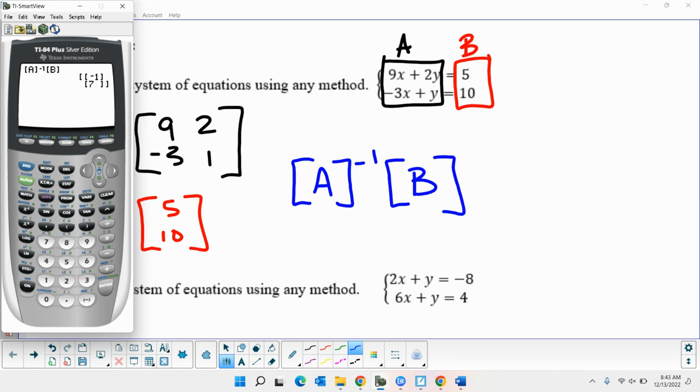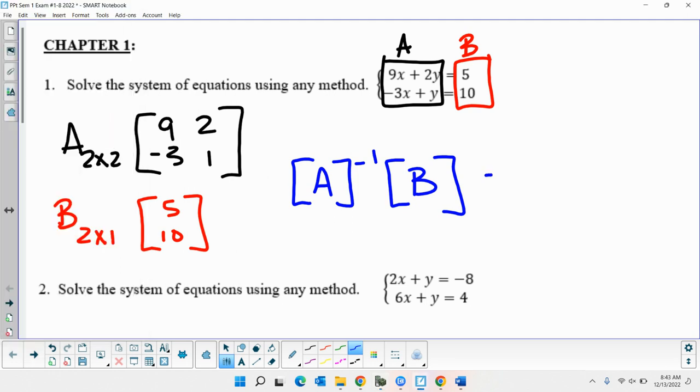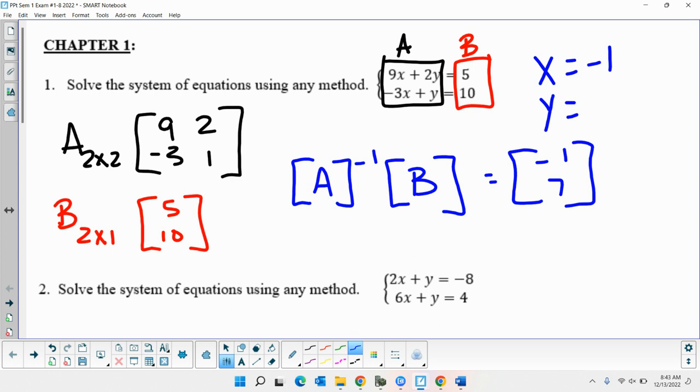All right, so, what is it? -1, 7. So you see this. That means X equals -1 and Y equals 7. If I put 9 times -1, I get -9. 2 times 7 is 14. -9 plus 14 is 5. It worked. -3 times -1 is +3. Plus 7. 3 plus 7 is 10. It works. Right? You can always check if you want.